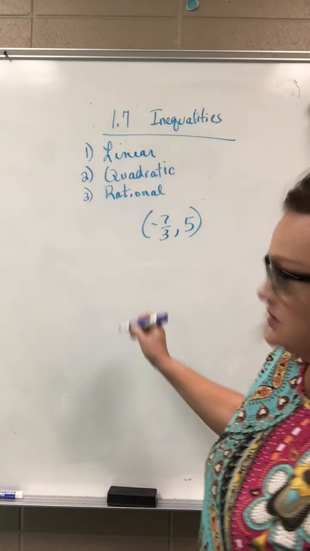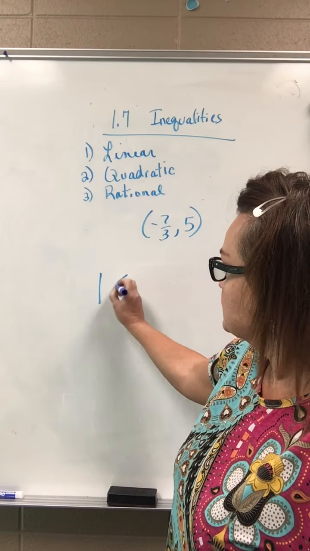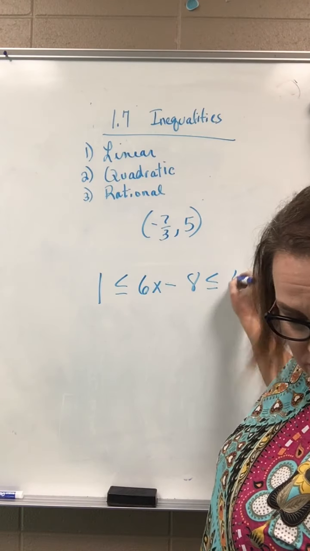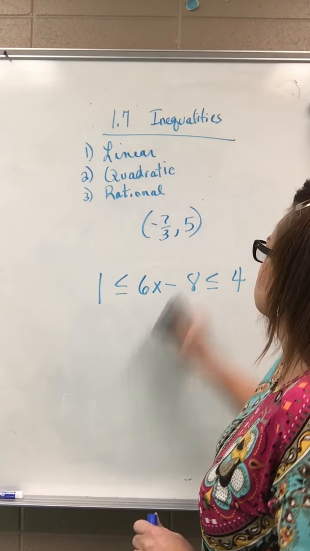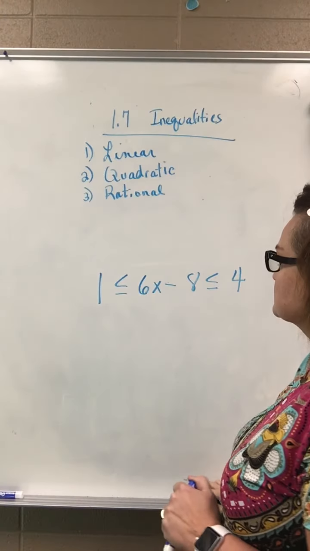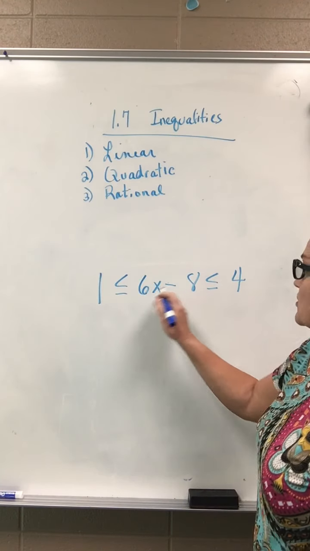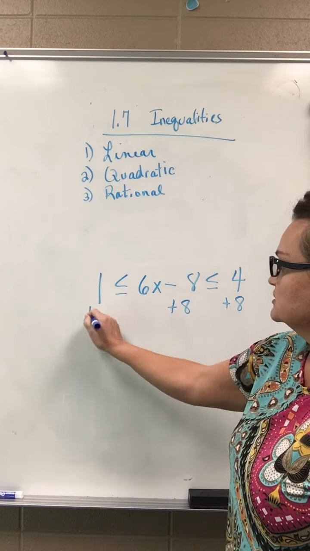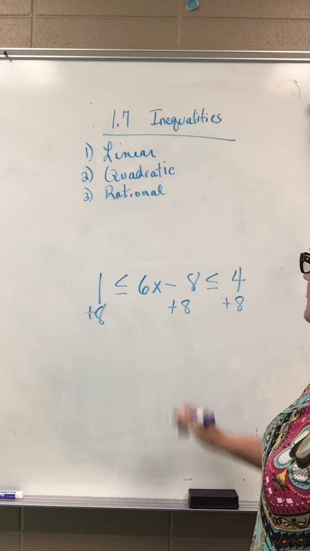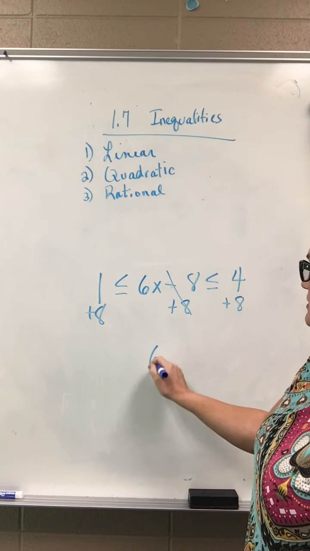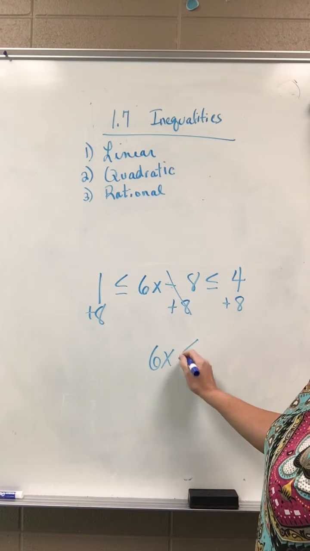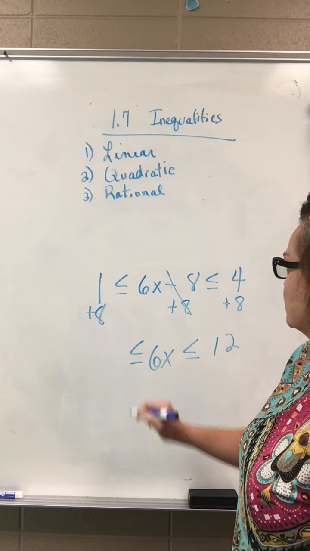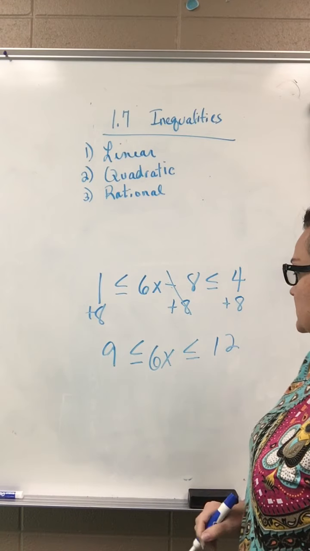Okay, your problem is 1 less than or equal to 6x minus 8 less than or equal to 4. So I'll start by getting x alone in the middle by adding 8 to all the 3 parts, keeping the balance on 3 parts now. Minus 8 and plus 8 cancels to leave it a little more reduced, just 6x in the middle. 4 and 8 is 12. 1 and 8 is 9 on the ends.